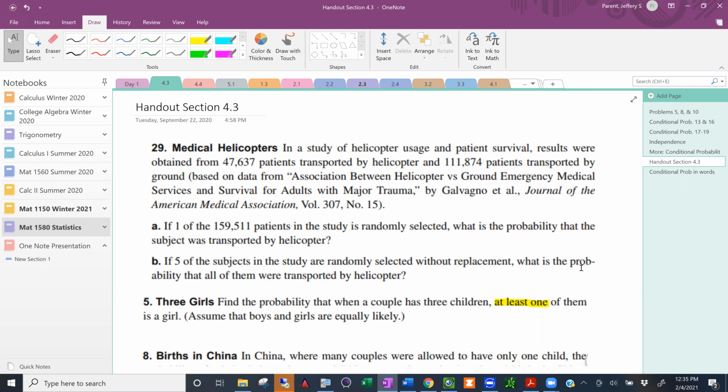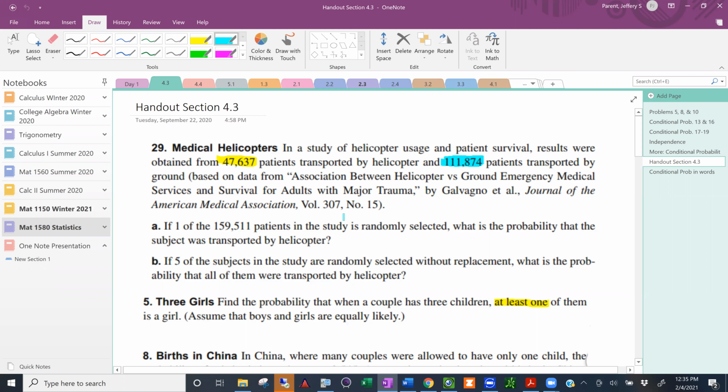So in section 4.3, we're going to work with conditional probabilities. We're also going to work with our complementation rule. And we're going to start with problem number 29, about medical helicopters used in transporting patients. A couple numbers to take note of: 47,637 patients were transported by helicopter, and a little bit more than twice that much were transported by ground. So a total of 159,511 patients.